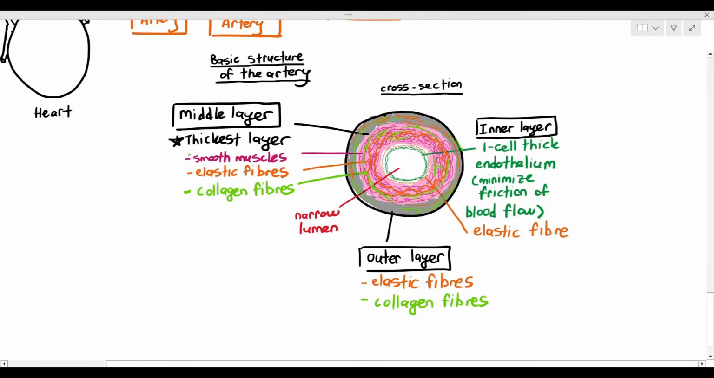So as students, you have to memorize what the inner layer contains, what the middle layer contains, and what the outer layer contains. Exam questions can be as straightforward as, list out two things that can be found in the outer layer of the artery. Then you have to say, oh, it contains the elastic fibers and collagen fibers. If they ask you, what does the middle layer contain? Then you have to say it contains smooth muscles, elastic fiber, and collagen fibers. The inner layer, just to repeat it again, contains the one cell thick endothelium.